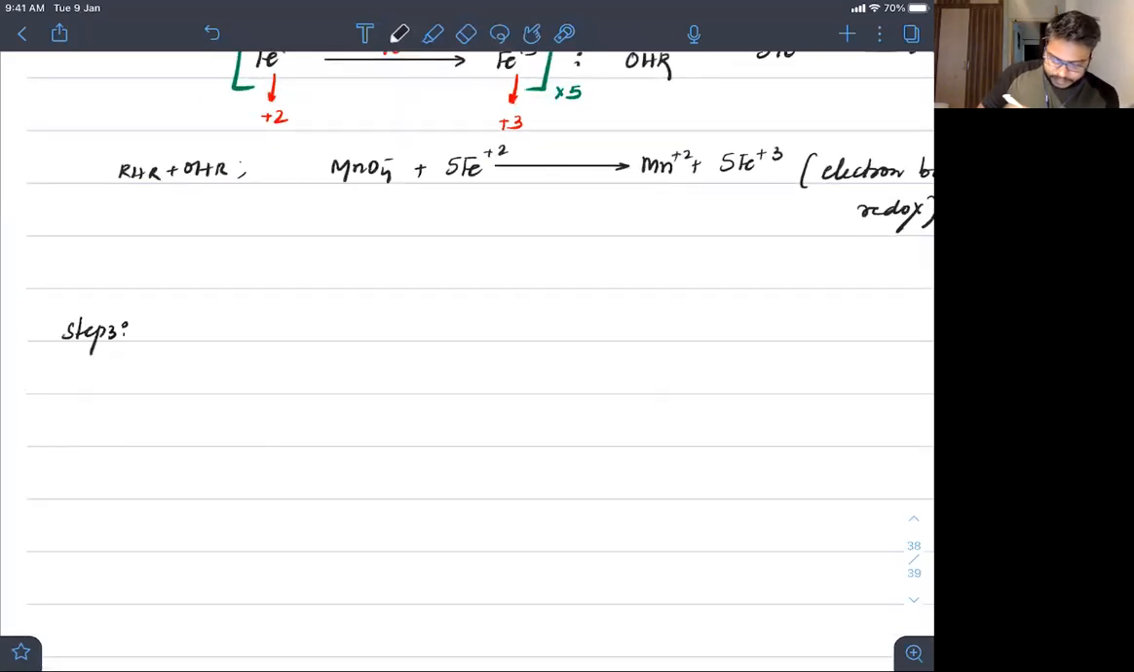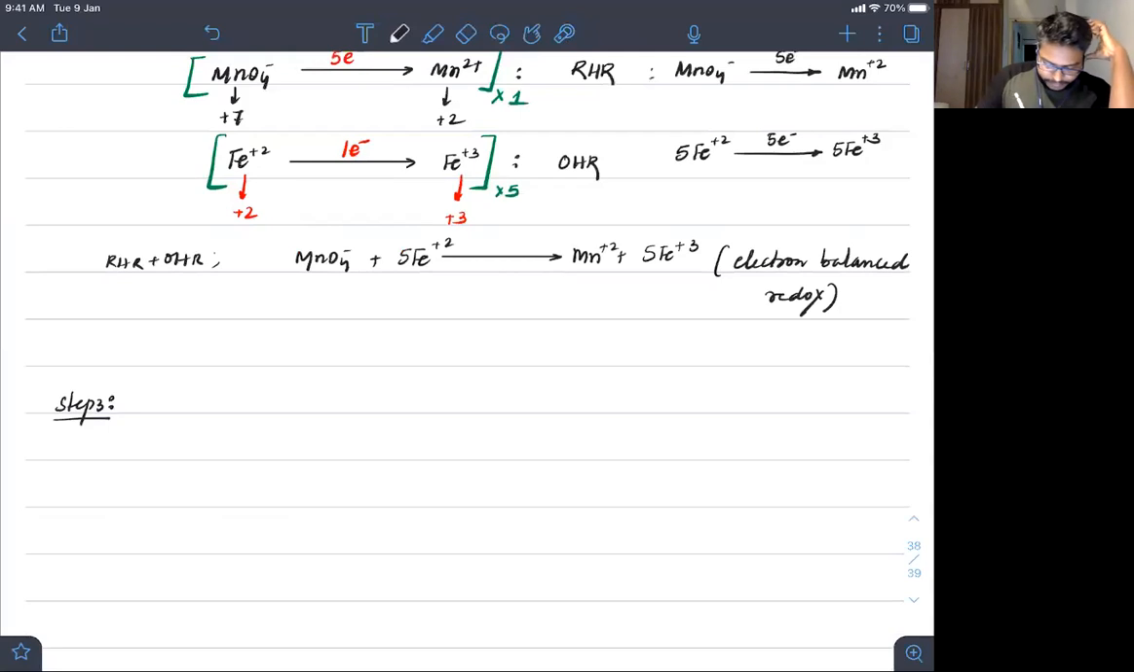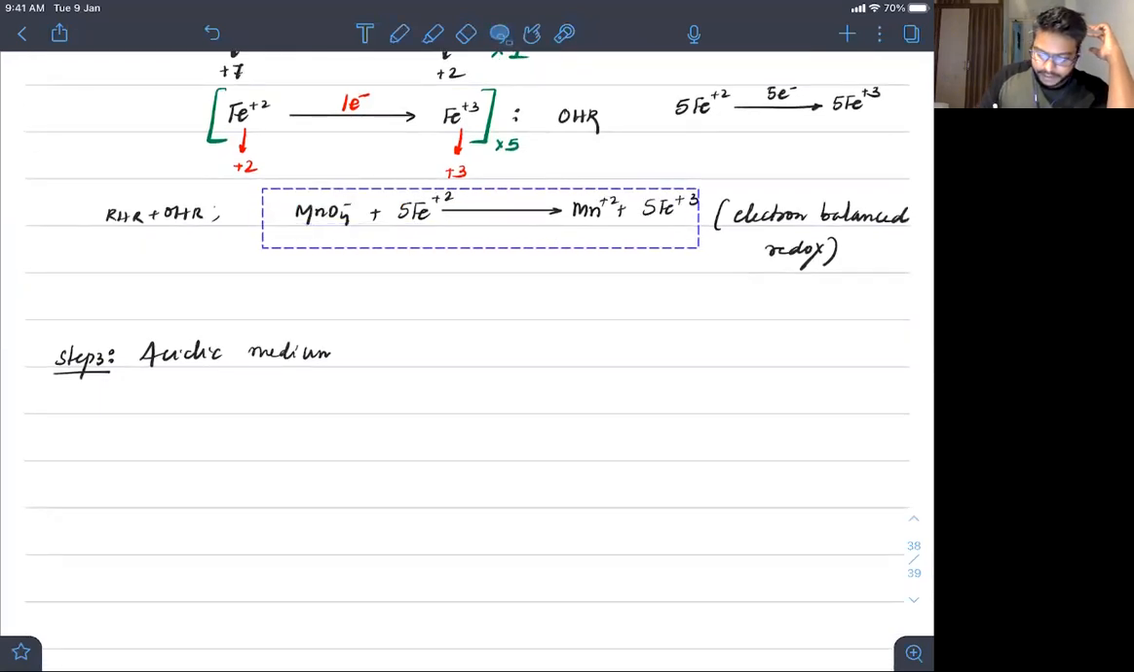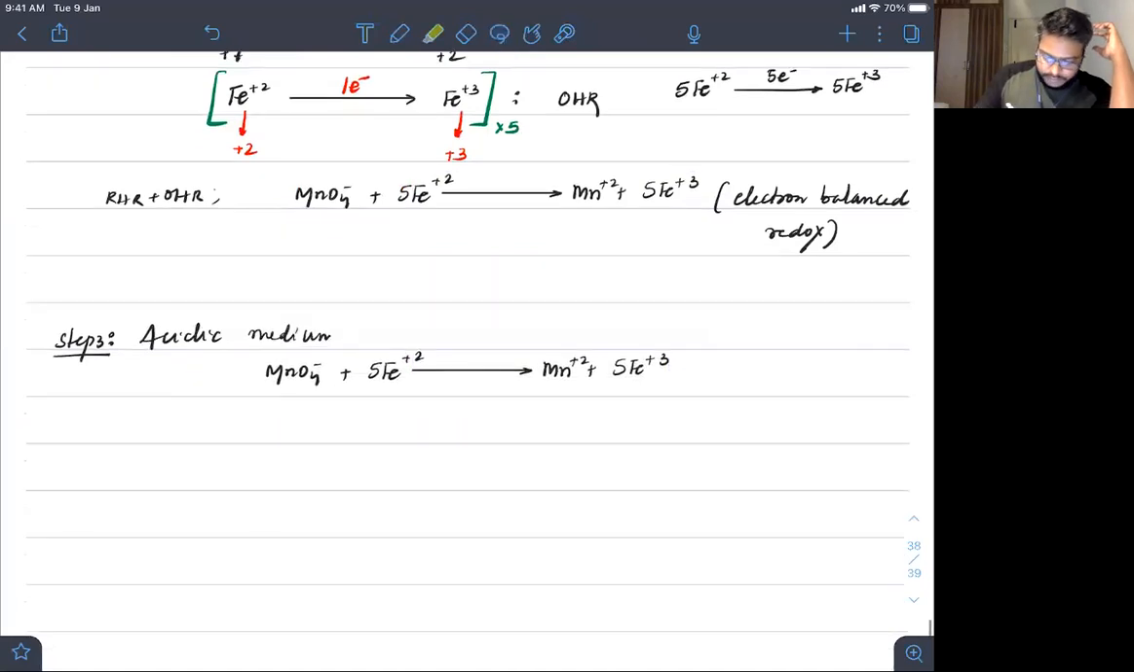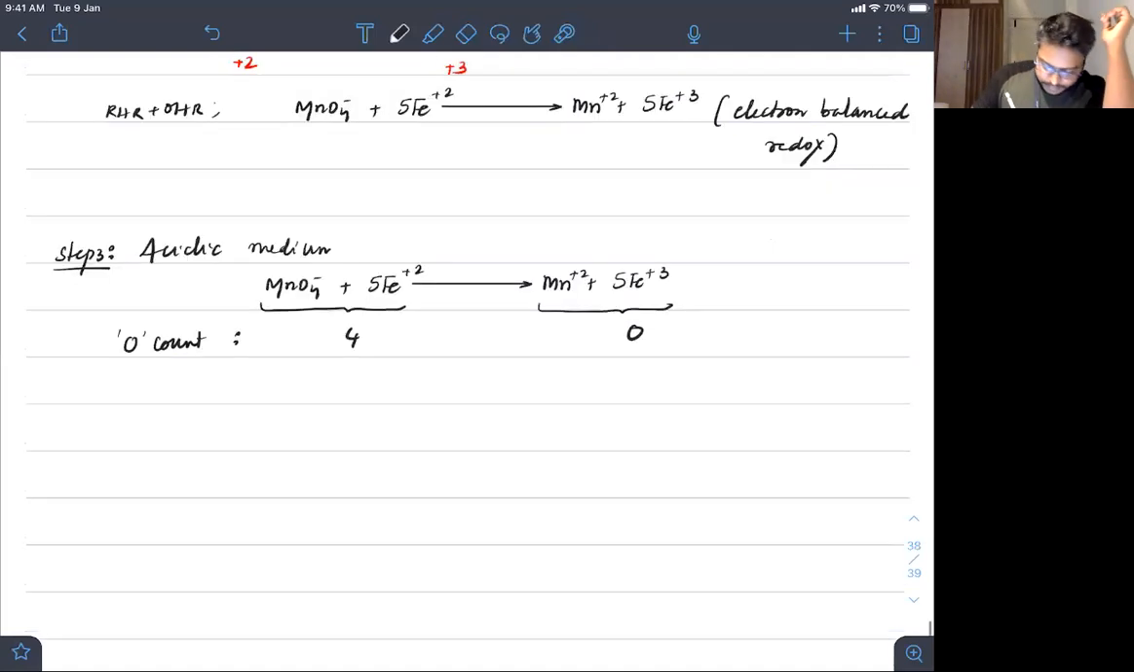Step 3 is to find what is the solvent we are taking, what is the medium. Here I took acidic medium. So first we take this electron balanced equation and count the number of oxygens on the left hand side and on the right hand side. Let's see how many oxygens are present, students. Left hand side we have 4 oxygens and that's it, so 4 here and 0 here. So the number of oxygens on the left hand side is more and on the right hand side is less. So this is the rich oxygen side, and this is the deficient side.